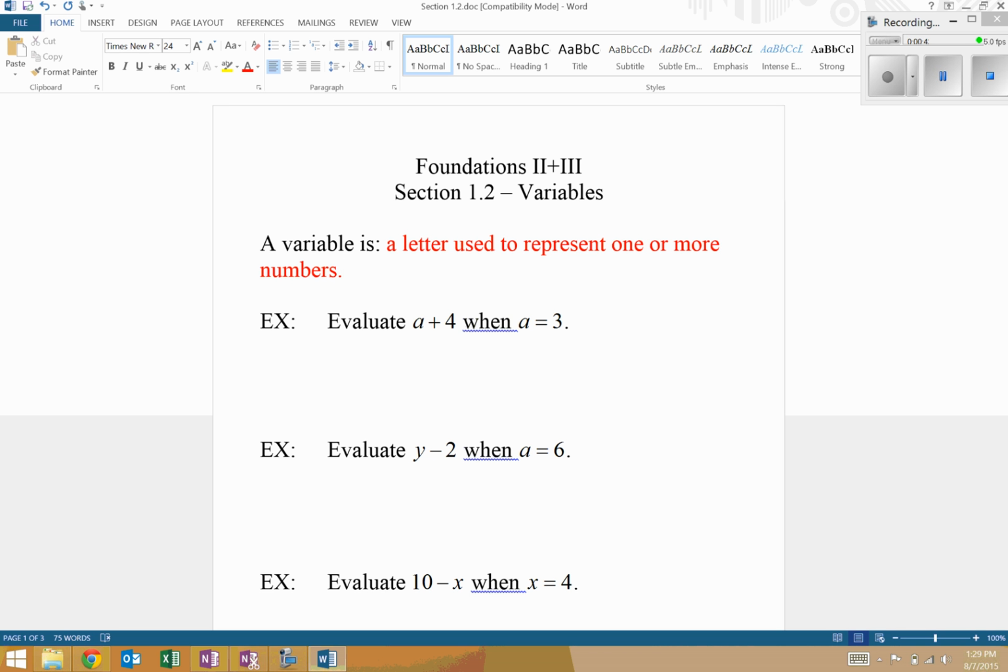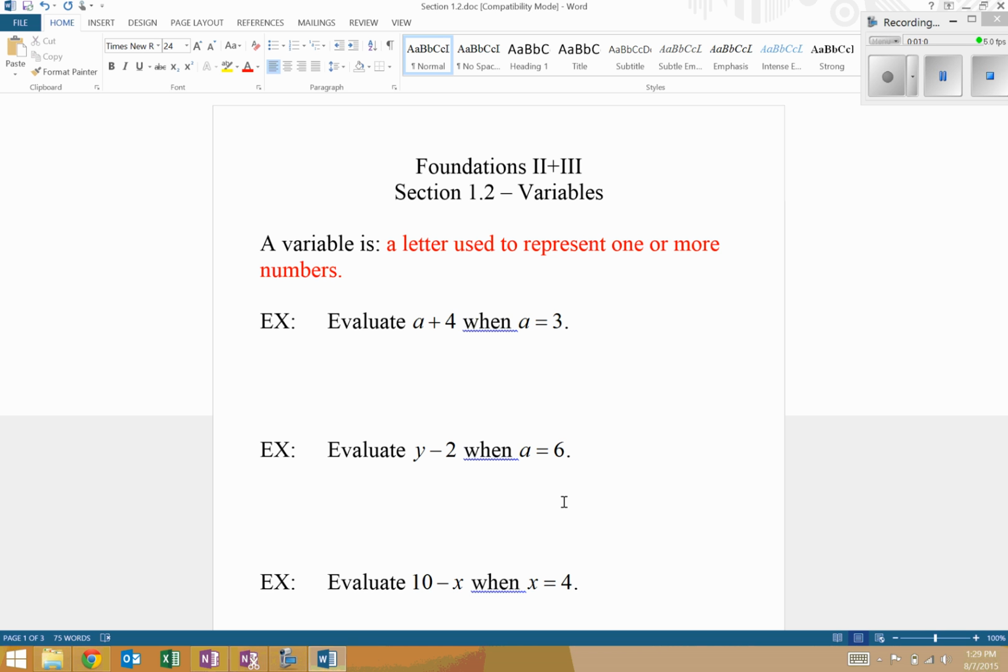Variable comes from the word like to vary or varying. Like you'd say, oh, well, this varies from day to day. You would say, well, that changes from day to day. So that's kind of why we use a variable there. And so all we're going to do today is work on plugging things in for variables.